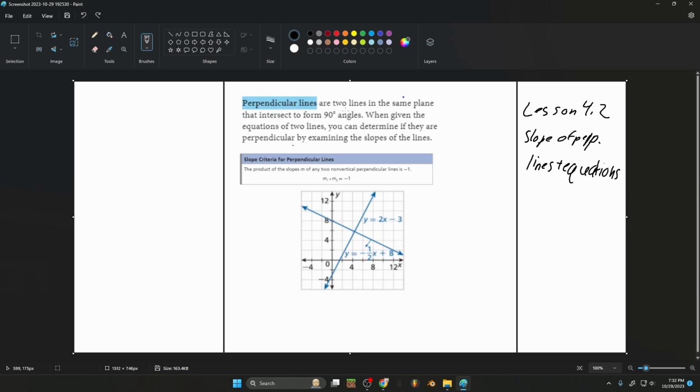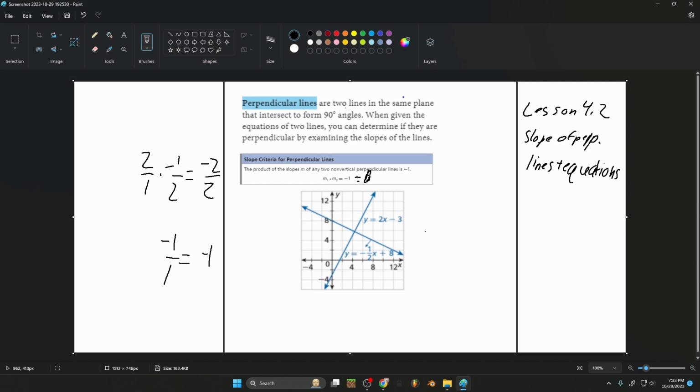When given the equations of two lines, you can determine if they are perpendicular by examining the slopes of the lines. Slope criteria: the product of the slopes is -1. So 2 over 1 times -1/2 is -2 divided by 2, which is -1 over 1, simplifying to -1. So that criteria is right.